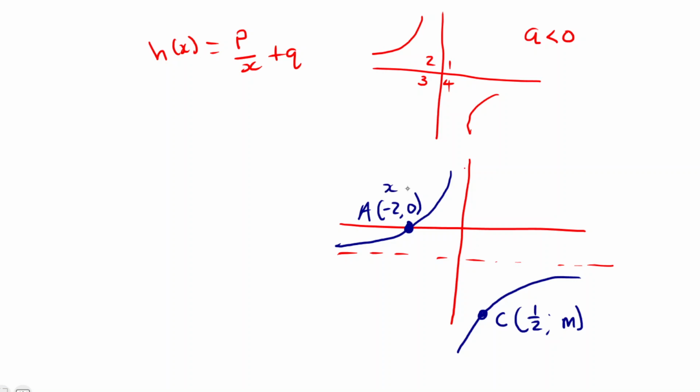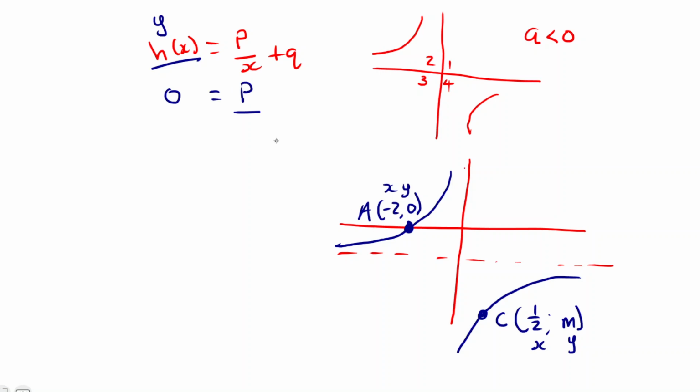This is the x coordinate and the y coordinate. So we're going to use point A. We cannot use point C because we only know the x value, we don't know the y value. So we can't use C. We have to use point A, and we're going to substitute in this equation. Remember, this h of x stands for y. So what is y in this case? It is 0. So I'm going to substitute 0 there, equals to, I'm looking for p.